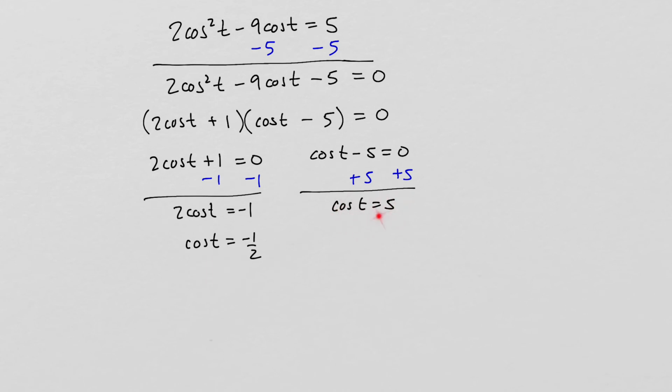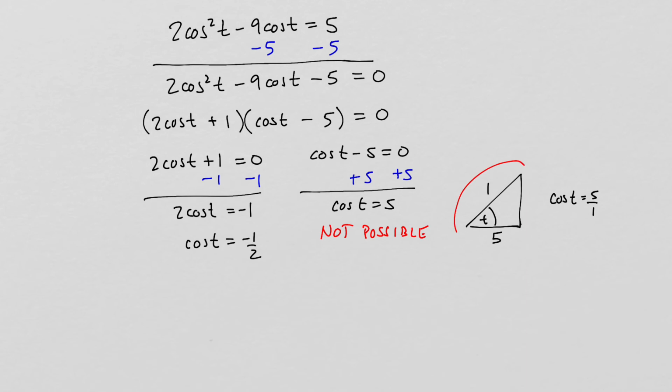Well, the second one is actually really simple because it is not possible for cosine of t to be equal to 5. Now, if you're struggling to understand why, just remember that if you have some triangle and t is your angle, if cosine of t is equal to 5, you're saying that it's 5 over 1. And that means the adjacent side is 5 and the hypotenuse is 1. This can't happen, right? This is not possible because the hypotenuse has to be longer than the leg. So this gives you no solution. However, we still have to solve the other equation.